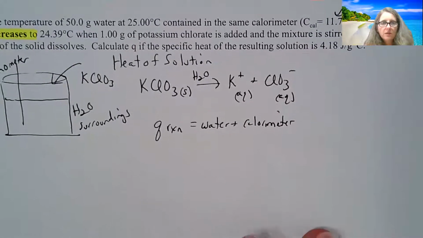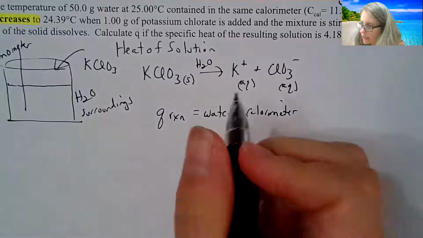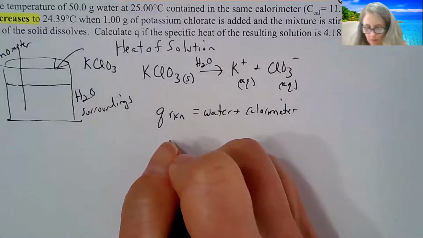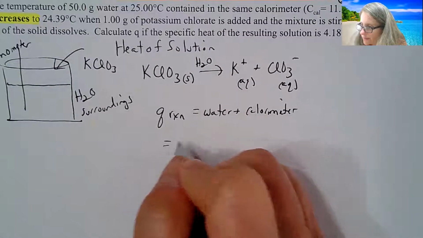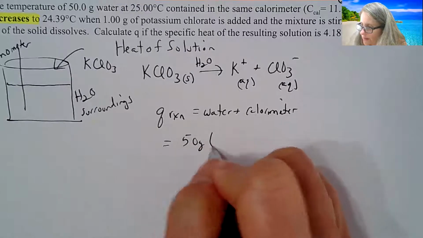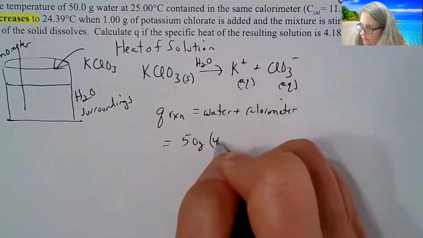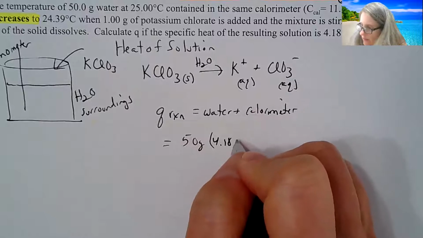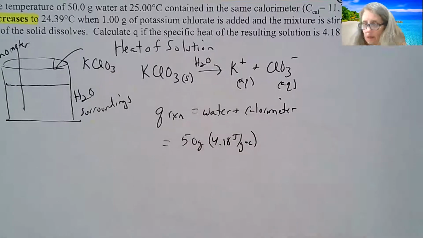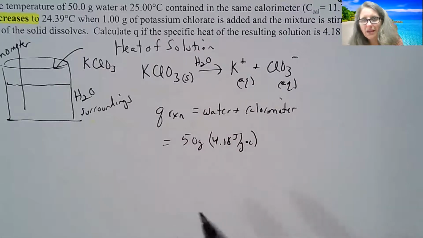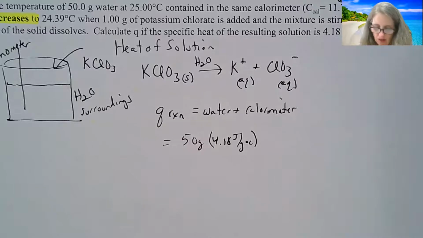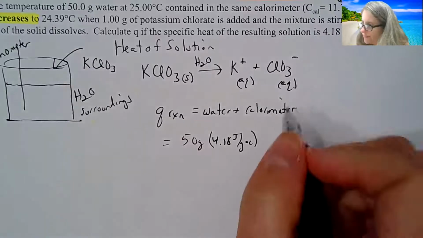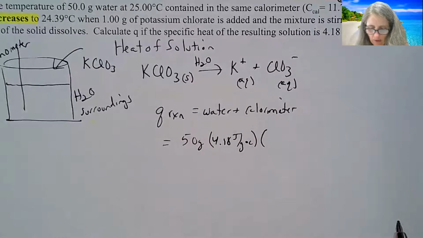Okay, so I am going to look at what information I have about the water. Well, I have 50 grams of the water. I know the specific heat of water is 4.18, and that applies to the whole solution. And again, just putting 1 gram of that potassium chloride really is not going to change the specific heat of that overall. So what's my change in temperature here?